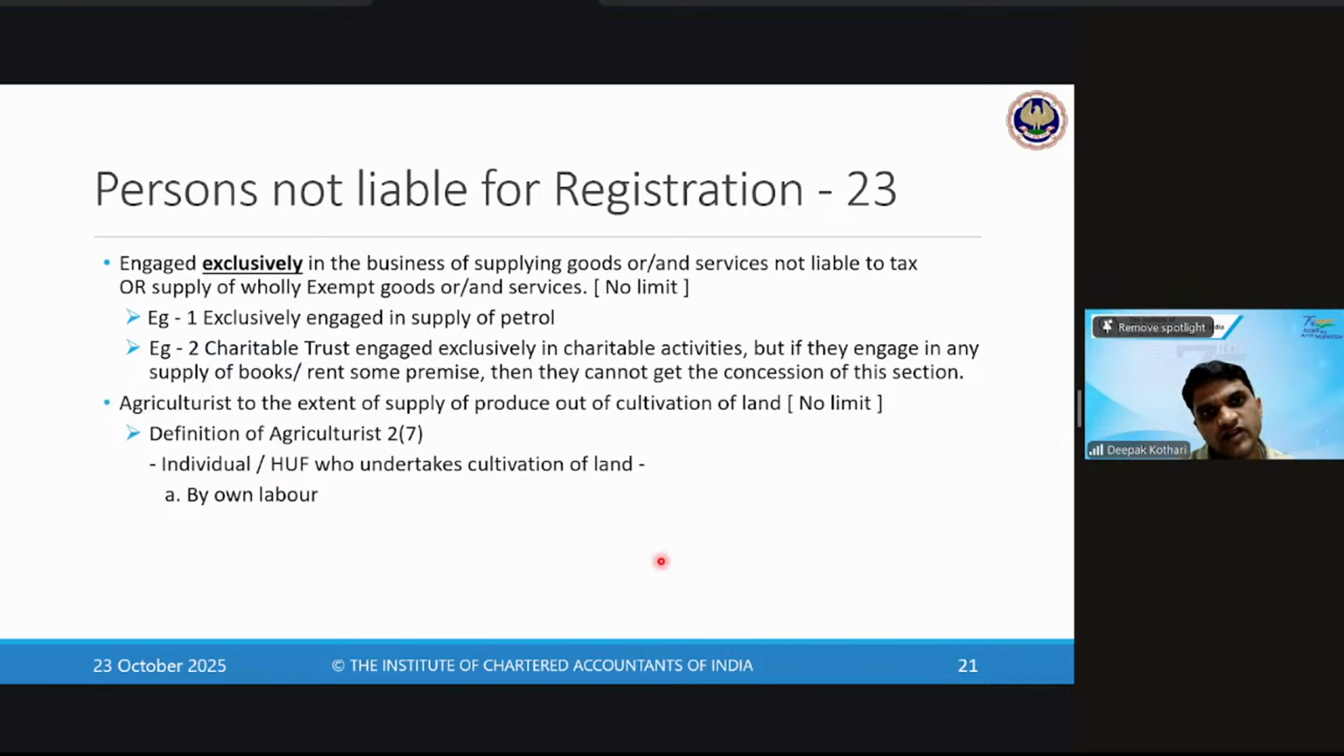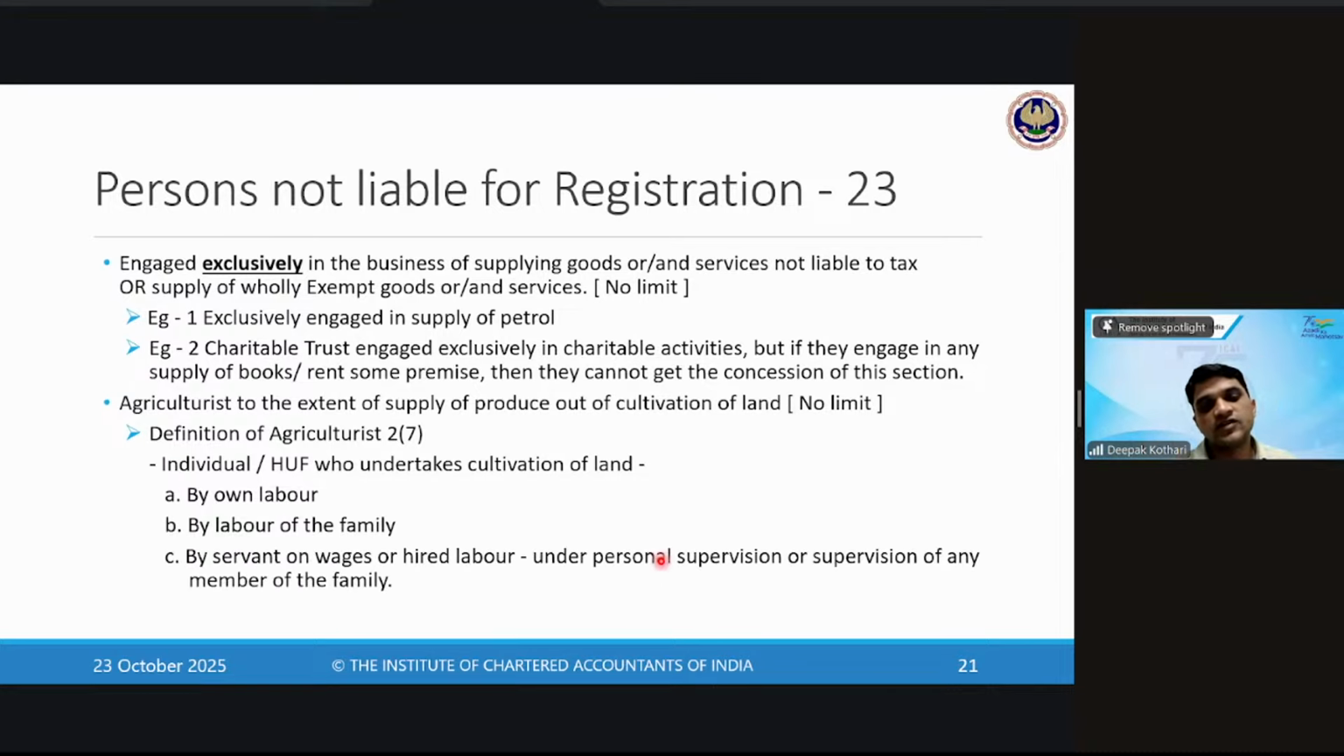An individual or a HUF who undertakes the cultivation of land on his own labor or by his own self or by the labor of his family or by servants or hired labor. Okay, either it should be his own labor or he should take hired labor. And it should be an individual and HUF. So, if it's a firm, then they are not agriculturists at all. They are not agriculturists.